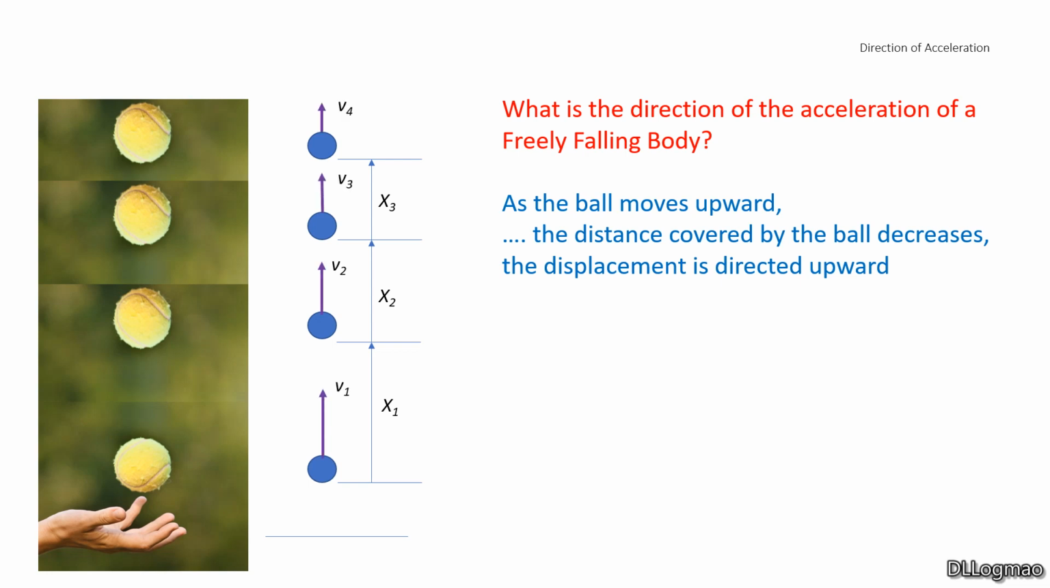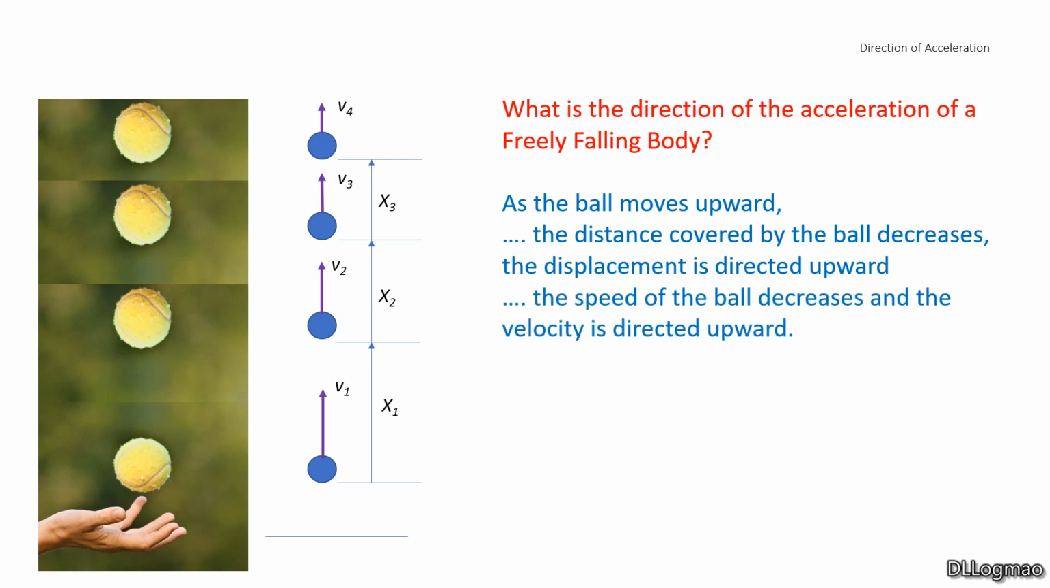The velocities of the ball, v sub 1, v sub 2, v sub 3, and v sub 4. The speed of the ball decreases and the velocity is directed upward. Remember the discussion on accelerated motion. Acceleration can be positive or negative.